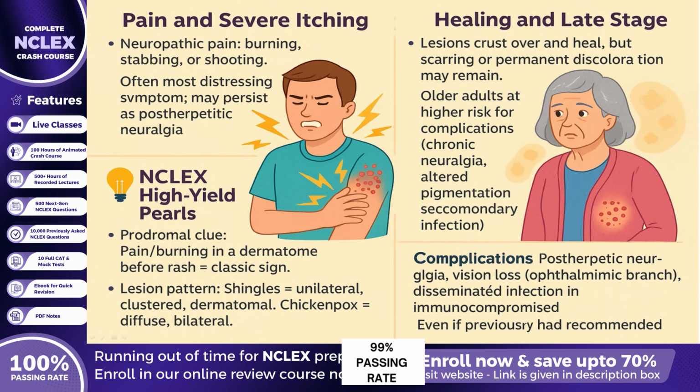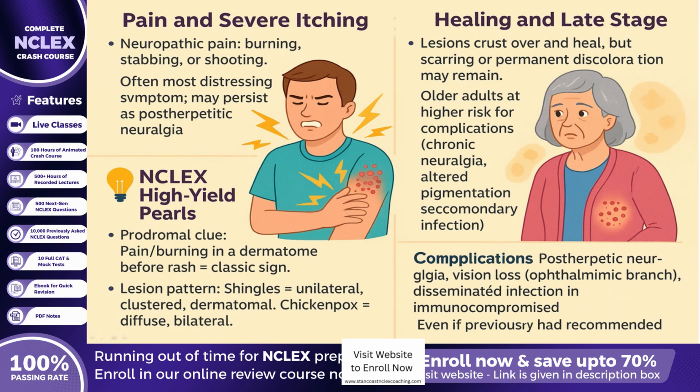While many clients recover in 2 to 4 weeks, older adults are more prone to lingering complications such as altered pigmentation, chronic neuralgia, or even secondary infections. From an NCLEX perspective, here are some high-yield pearls to lock in. Early clues such as pain or burning in a specific dermatome before the rash appears are classic prodromal indicators of shingles. The lesion characteristics are also diagnostic.